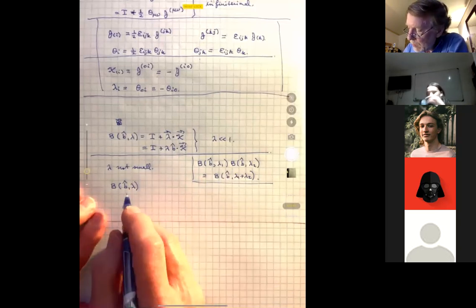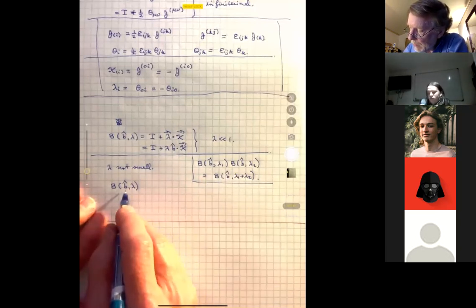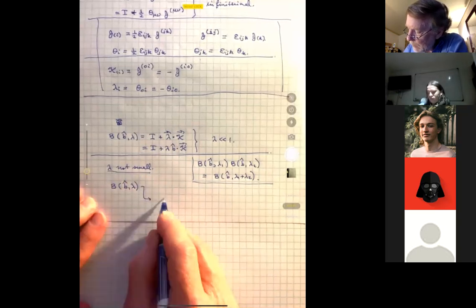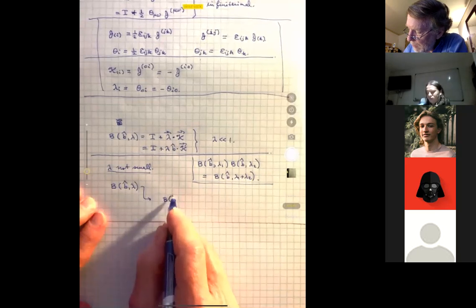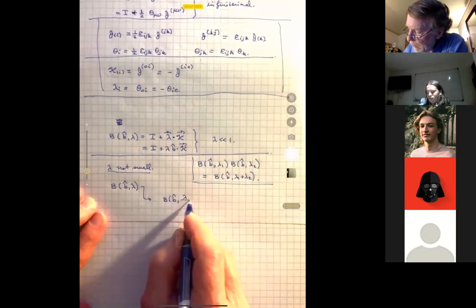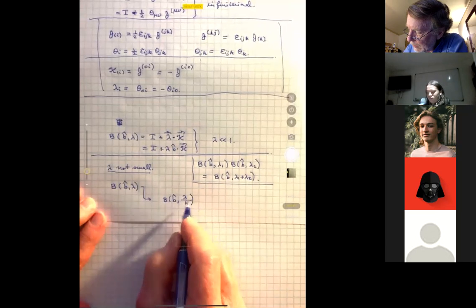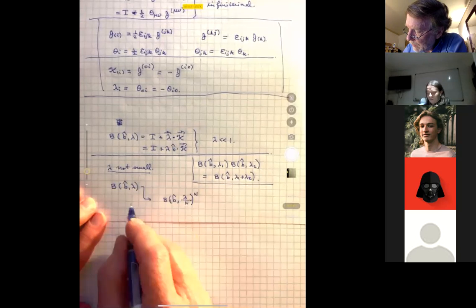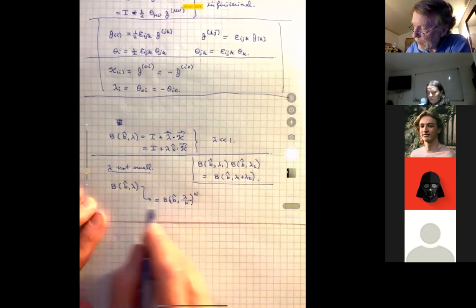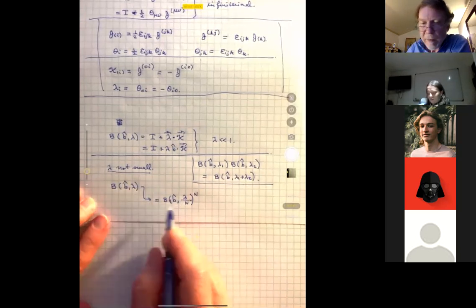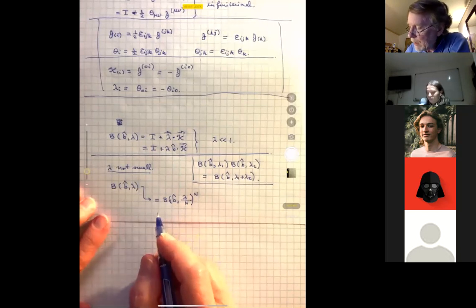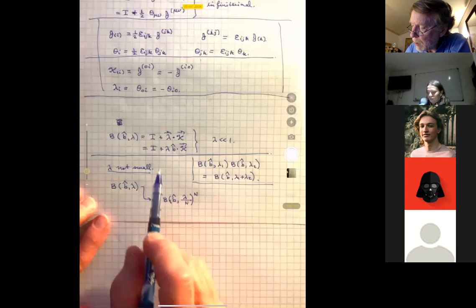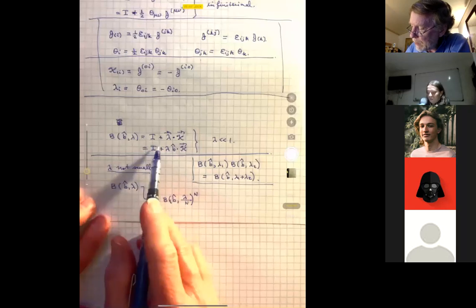So what this means is that the boost about b-hat, lambda when lambda is not small can be written this way. Let's consider the boost about the same axis, but let's take the rapidity and divide it by an integer n. If we take this and raise it to the nth power, then this is an identity. This is exactly equal to that because we're just taking smaller boosts and composing them. Now the idea then is to let n become so large that lambda over n becomes small, and we can use the small rapidity approximation.